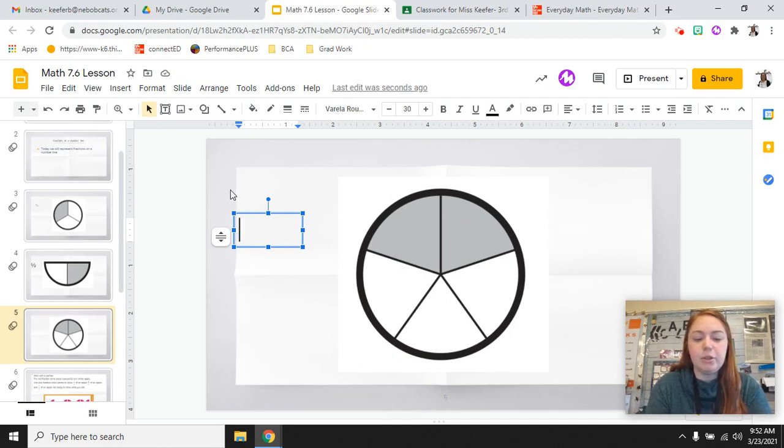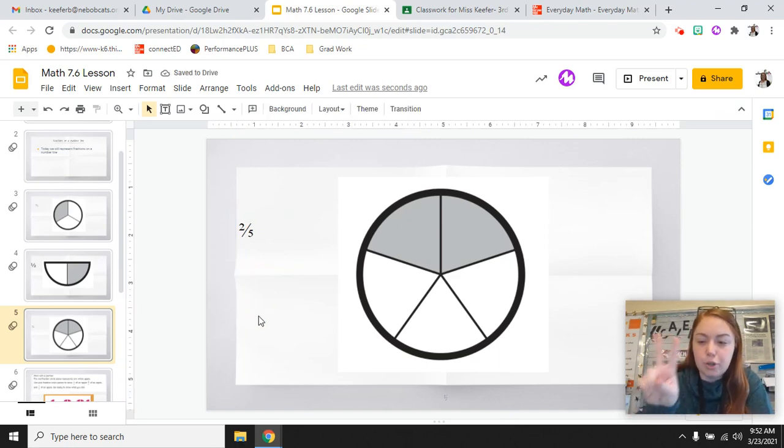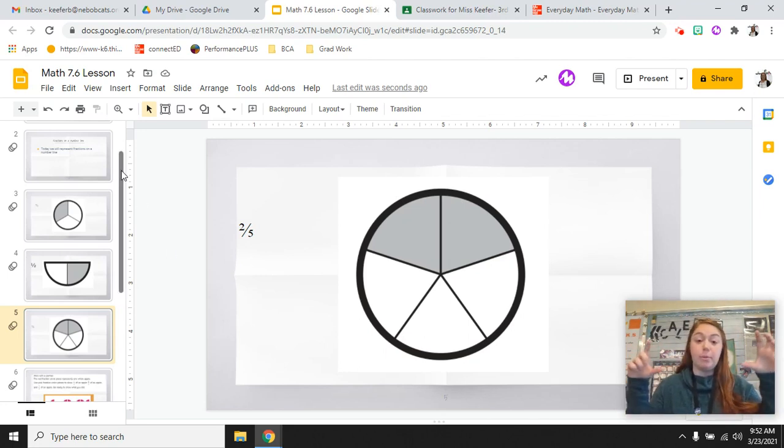So this one would be 2/5 because there are 2 parts shaded in, and then there are 5 total pieces in your fraction. This could have been a strip also, like we talked about with fraction strips. There could have been 5 rectangles and 2 of those rectangles filled in. Both of them would represent 2/5.